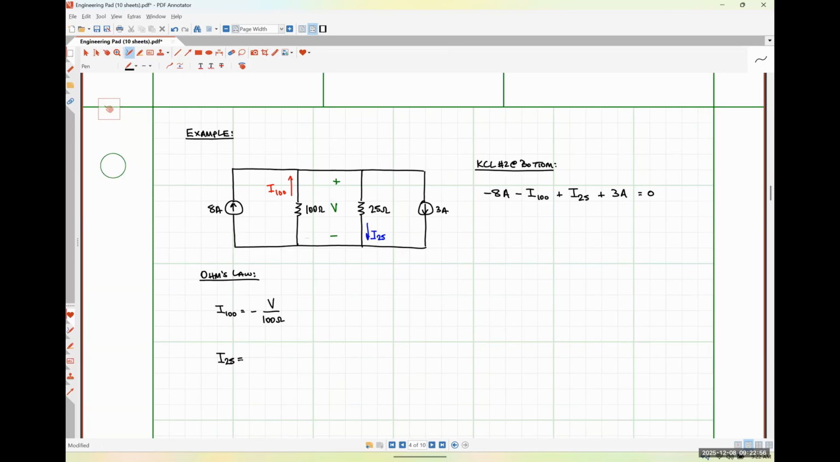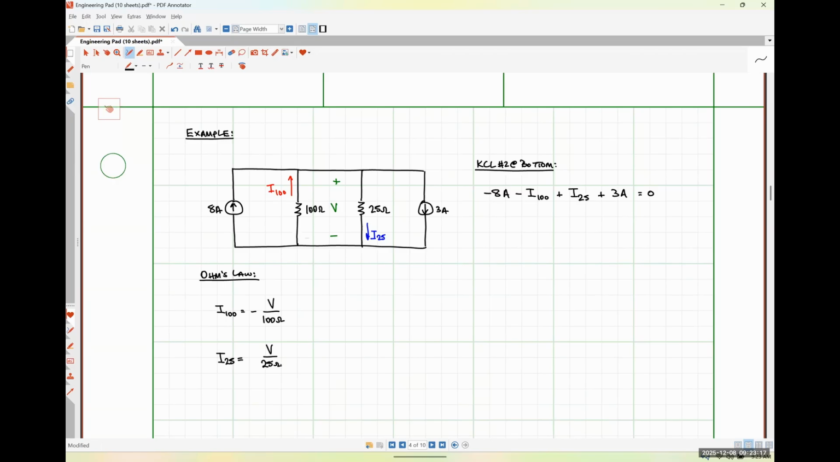How would I express the current I25 in terms of that voltage? V over 25 ohms. V over 25. Do I need to add a minus sign this time? I do not, because the current is flowing into the positive polarity terminal. Okay.